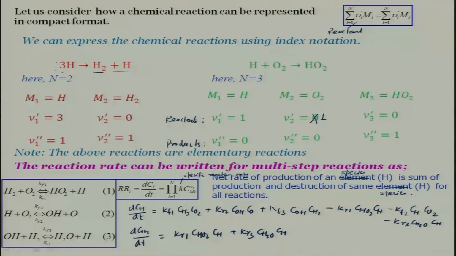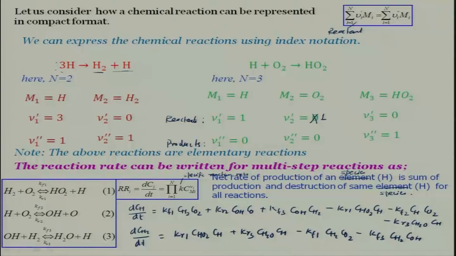Then I will have to look at destruction. See, destruction of S2 in the forward direction. So, therefore, I can write down Kf1 CS2 CO2, and in reaction 3, S2 being destroyed in the forward direction. So, minus Kf3 CS2 COH, yes or no.